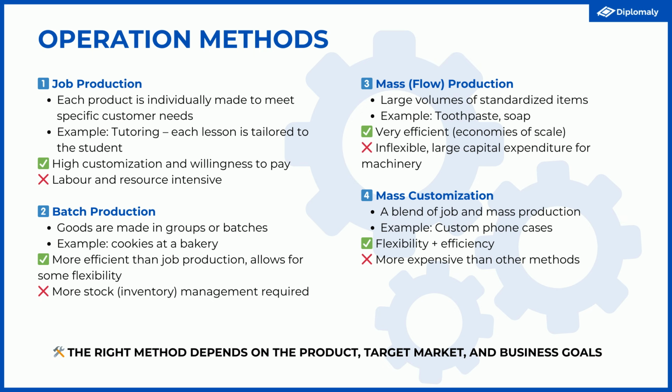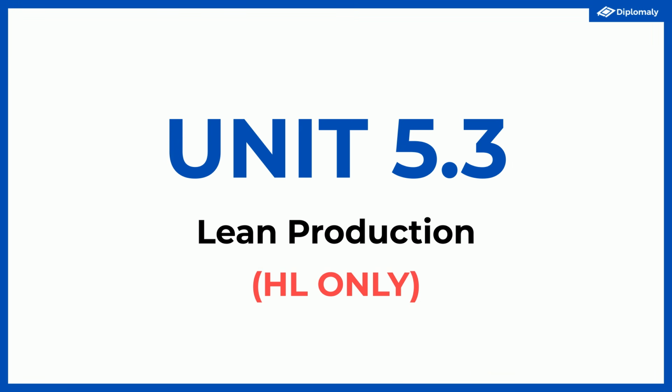Finally, mass customization is a combination of mass production and job production, providing some flexibility while still producing high quantities. An example of this are phone cases. This method combines the benefit of job and mass production, but is significantly more expensive than the other methods. This is an HL-only topic, so standard level students feel free to skip straight to Unit 5.4.